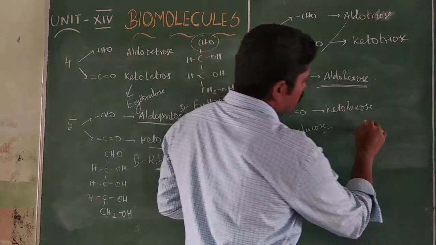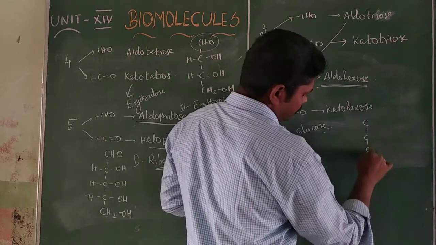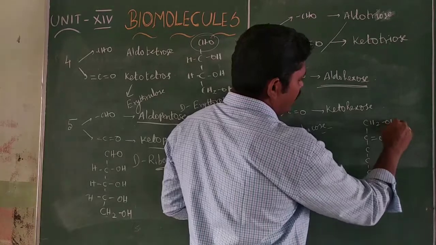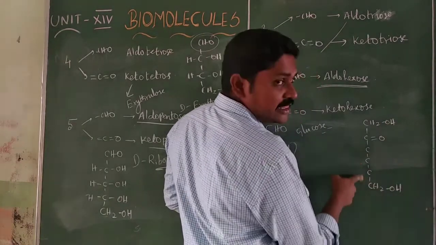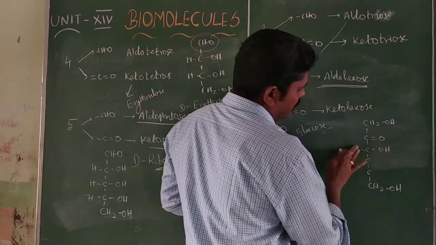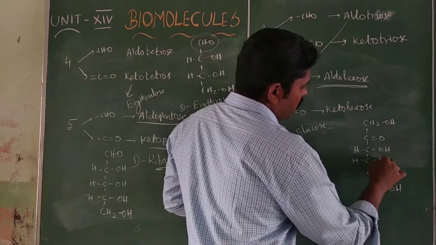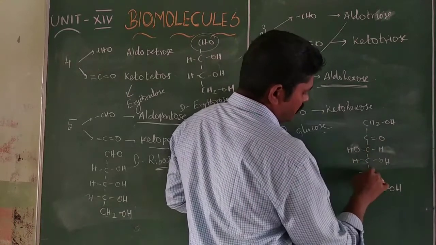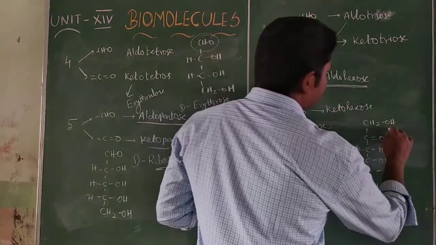Ketohexose: fructose. 1, 2, 3, 4, 5, 6. C double bond O, CH2OH and CH2OH. n equal to 3, with HOH, HOH, HOH. This is fructose.